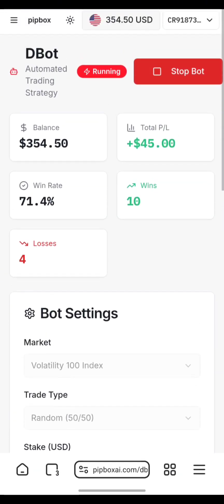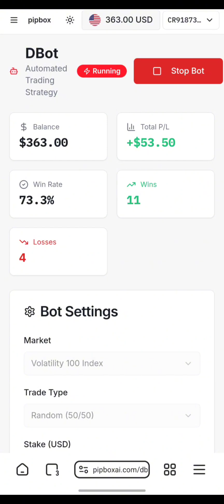Let's check our balance, and yep, we are up 53.50 USD. We have 11 wins and 4 losses. So this is how I trade, guys, every other day. This is the tool that I use. This is what I do every other morning and every other night before I sleep. So it's up to you this year.